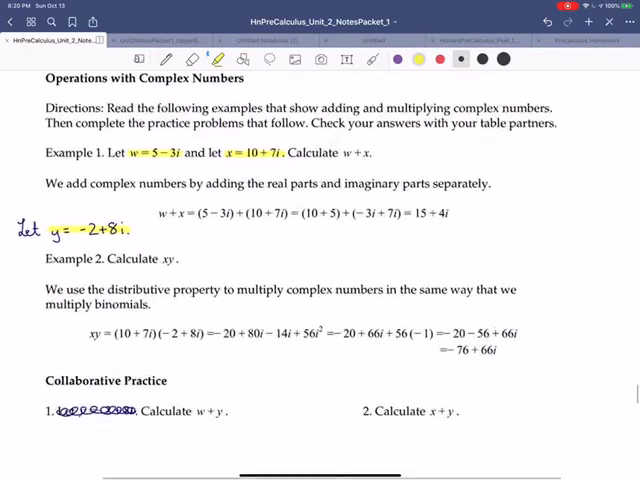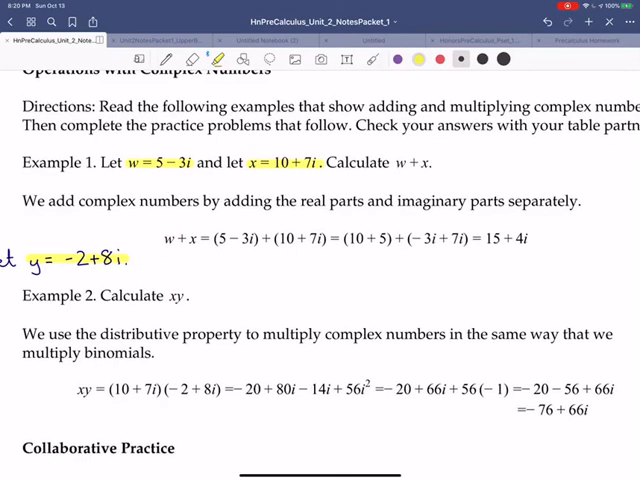So here's an example. When we add w plus x, we add 5 minus 3i to 10 plus 7i. And the way that we do this is we add the real parts and the imaginary parts separately. So when we add 5 minus 3i to 10 plus 7i, we add 10 plus 5, and then we combine -3i and 7i, and this gives us 15 plus 4i.